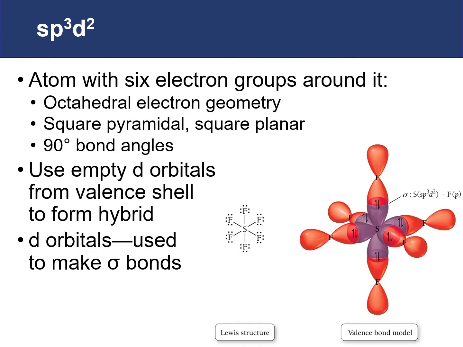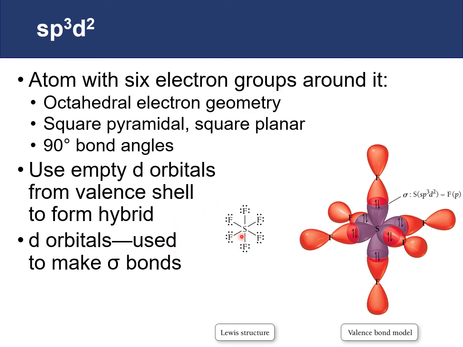Adding an extra d orbital into the mix gets you sp3d2 hybridized orbitals. These are used for atoms with 6 electron groups around it, which gives you an octahedral electron geometry. The possible molecular geometries for an sp3d2 would be square pyramidal and square planar, depending on how many valence electron pairs you have. The bond angles are going to be 90 degrees apart. Typically, when an atom is using sp3d2 hybridized orbitals, it is using some of its empty d orbitals from the valence shell to form those hybridized orbitals.